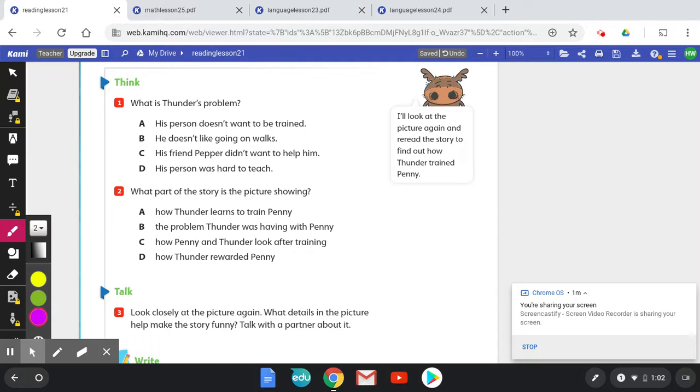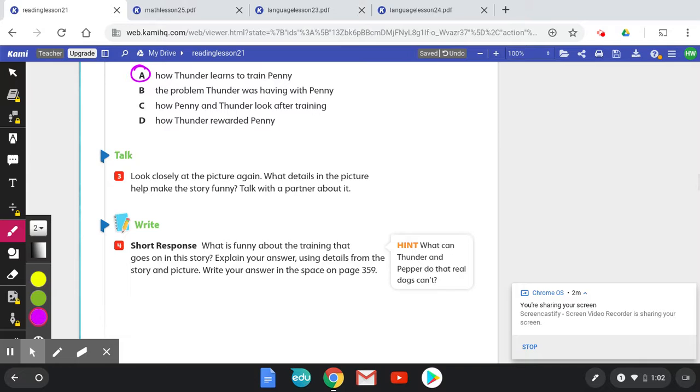So number 1 says, what is Thunder's problem? What's the problem that he is facing in this story? And I hope you look at this and you choose D. His person was hard to teach. He's trying to train his owner. What part of the story is the picture showing you? Is it how Thunder learns to train Penny? He's reading. That's how he learns how to train her.